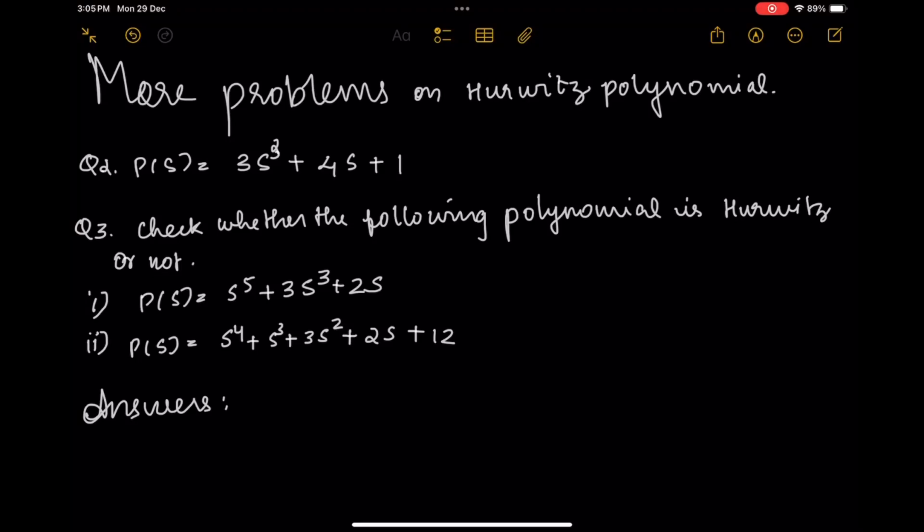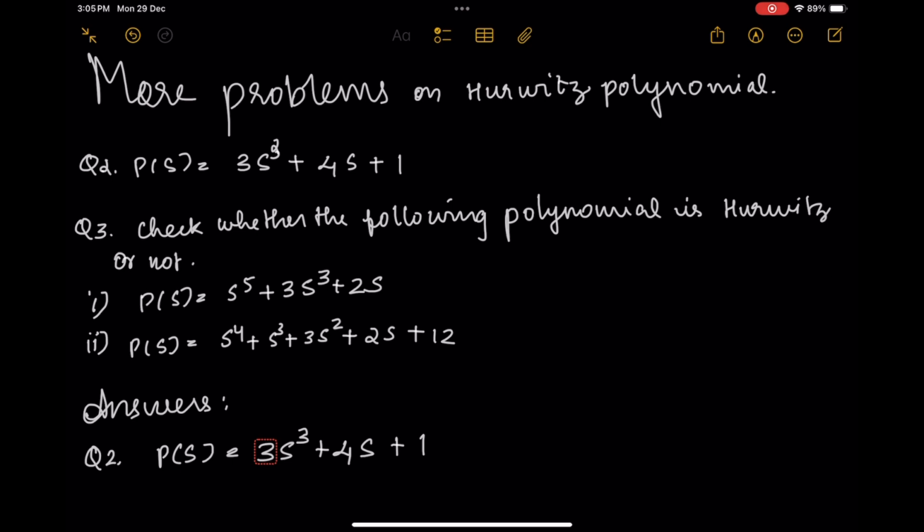Today we are going to do more problems on Hurwitz polynomial. Let's consider today's first problem, question number 2, that is P of s is equal to 3s cube plus 4s plus 1. First we have written the question, and the first thing that we are going to do after that is check whether all the terms are present. Here it starts with s cube.